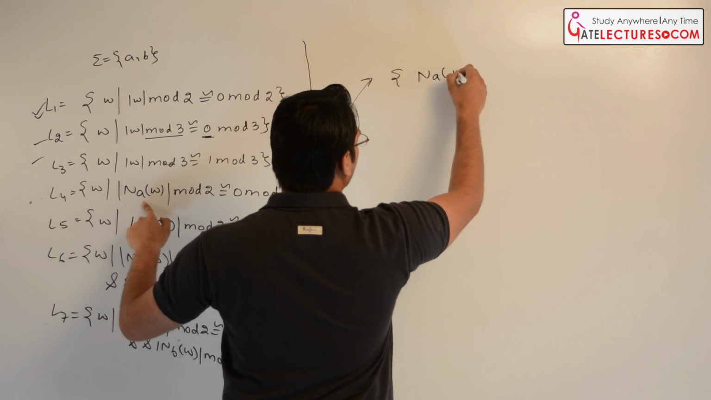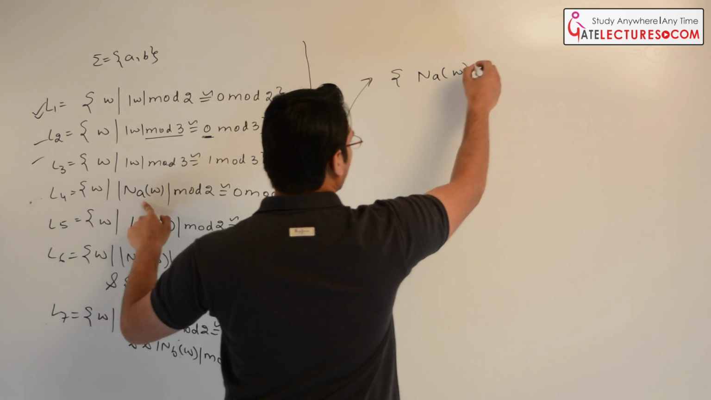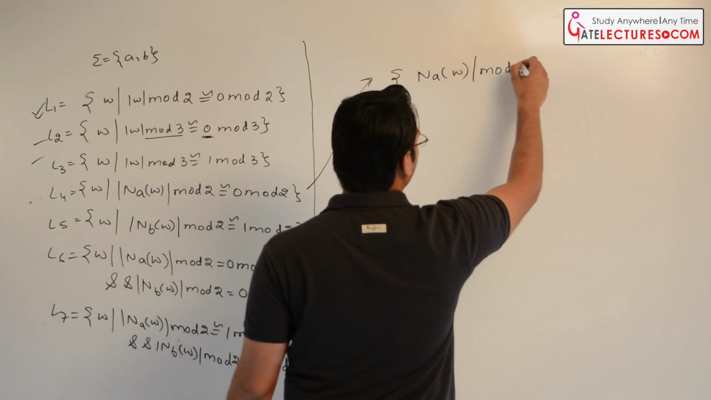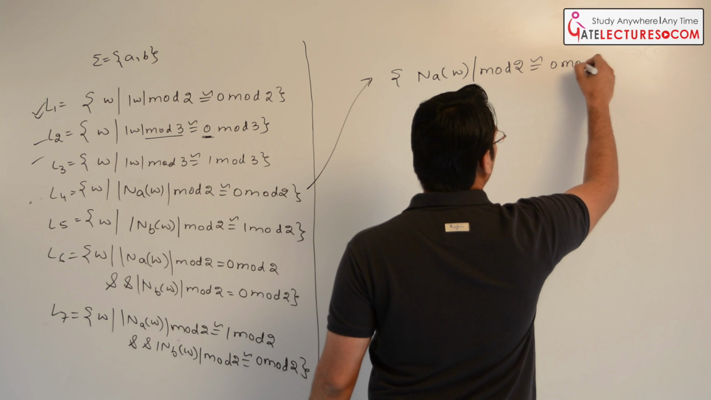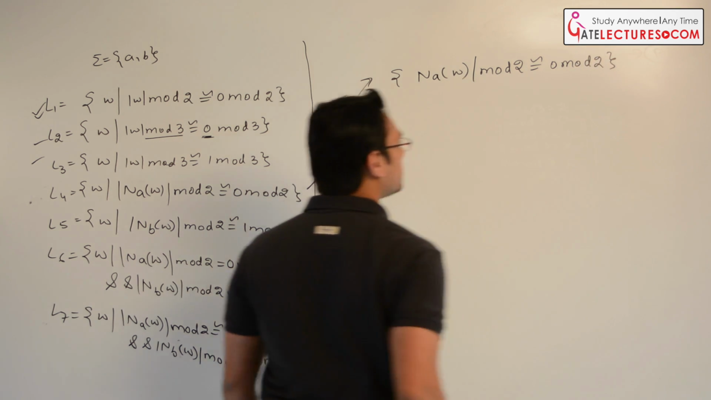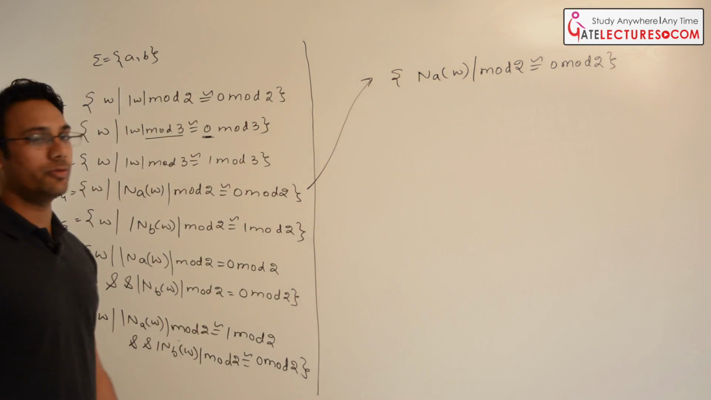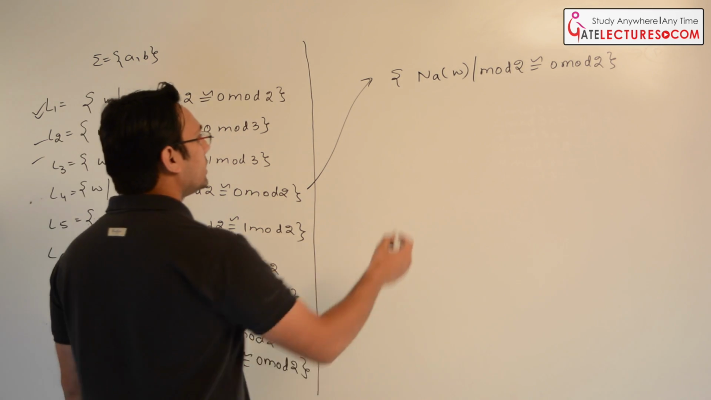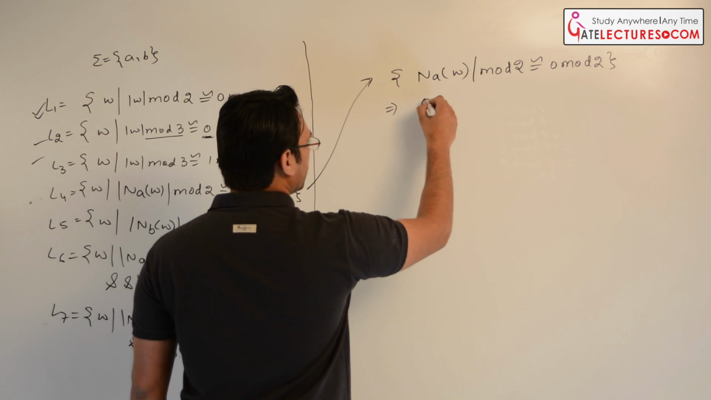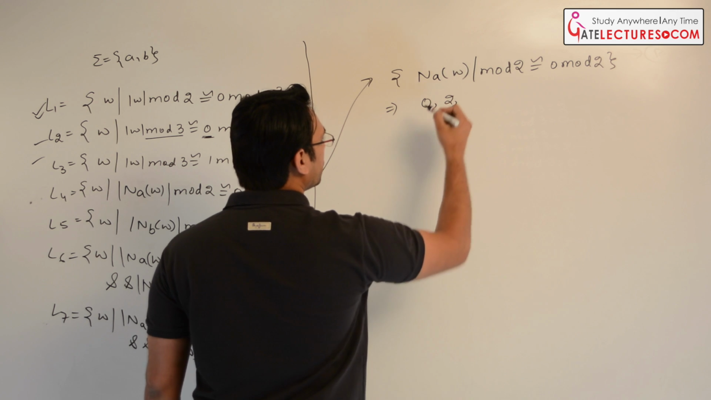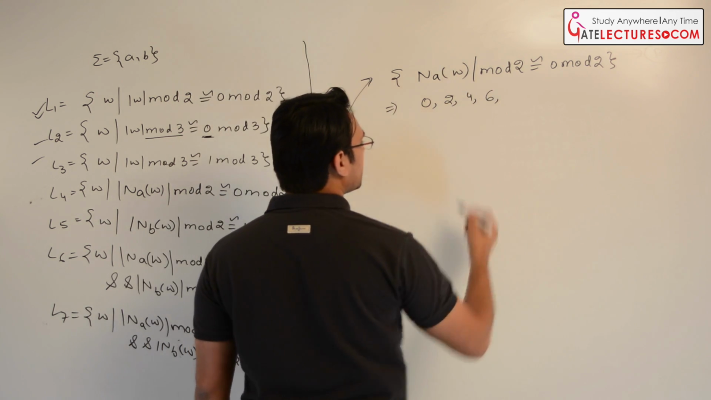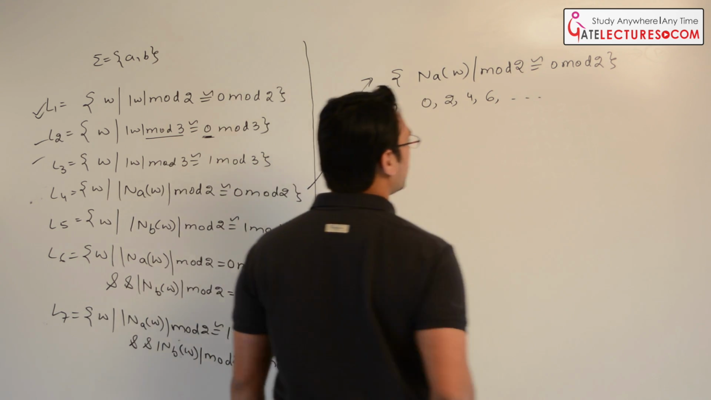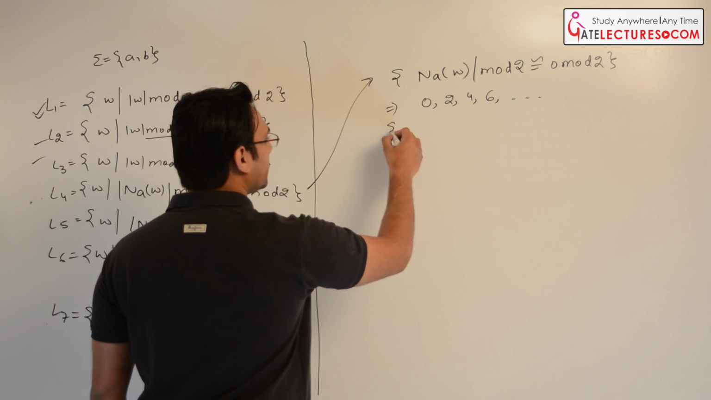So what are the things here? We have the number of A's in the string W. If we divide the number of A's by 2, then it should be congruent to 0 mod 2, right? So that means we have 0 A's, we have 2 A's, we have 4 A's, we have 6 A's, and so on. So what are the strings which will be present in this case?